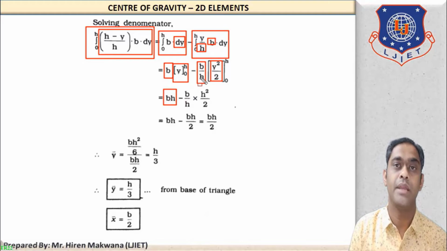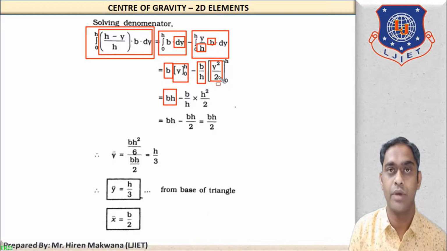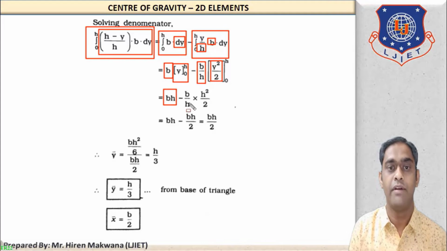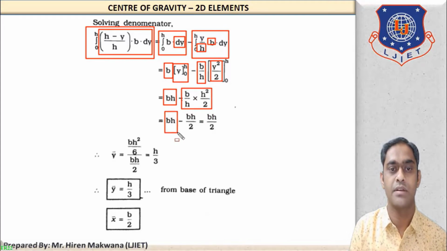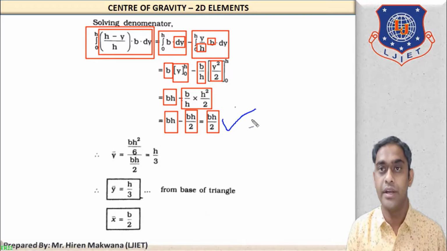And in the second term, b by h will remain constant, while integration of y into dy becomes y square by 2, and by replacing the limits, it will be h square by 2. One time h will get cut out from this, so the first term will be b h and the second term will be b h by 2. By mathematical simplification, you will get b h by 2. So remember this. This is the formula for the denominator.